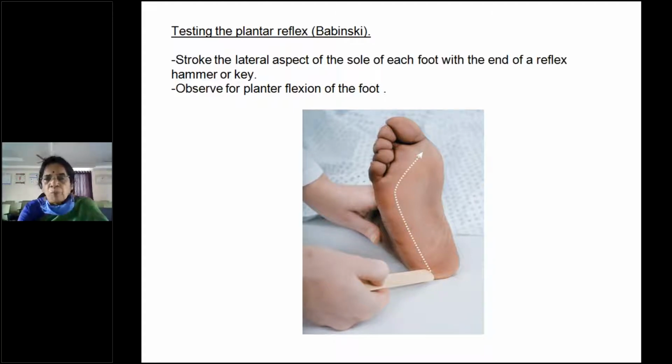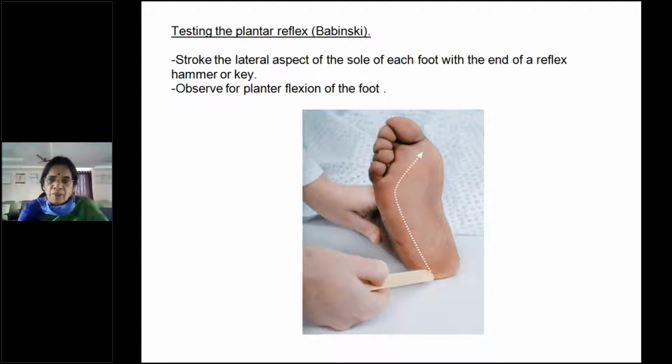You may be asked about the components of the Babinski sign also. You may get it as short notes in your theory, and also in your clinics you are supposed to demonstrate the Babinski sign. So dorsiflexion of the great toe, and then fanning of the lateral toes, and then dorsiflexion of the ankle, and then knee flexion, and even the hip also, and contraction of the muscles. These are the responses you will get in case of a positive Babinski sign.